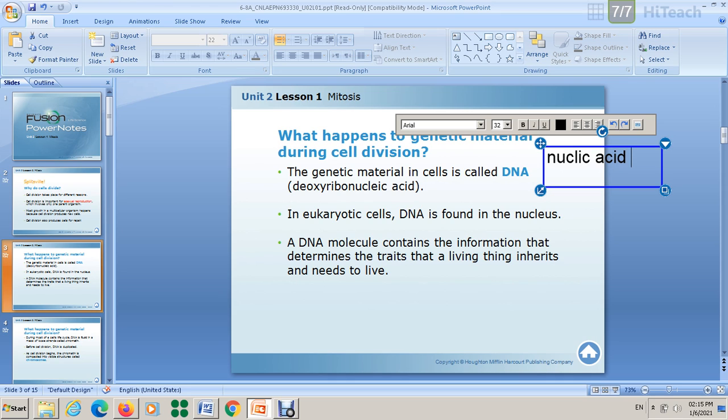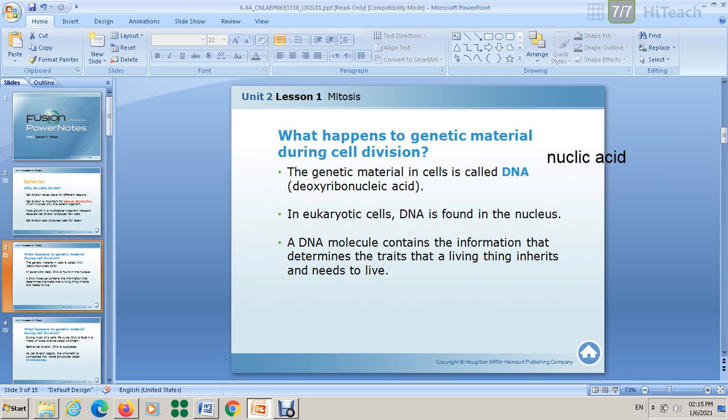Today I'm not going to talk about exactly the structure of the DNA because we will talk about it in another lesson. We will talk about these nucleic acids. They are made up of nucleotides. But now, in general, the genetic material in the cell is called the DNA, which is a nucleic acid, deoxyribonucleic acid. We will talk about the structure of it later.